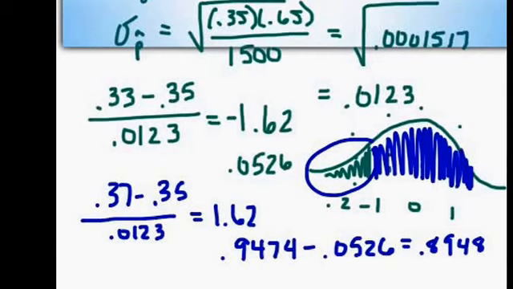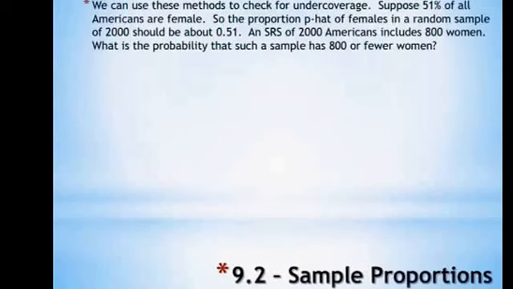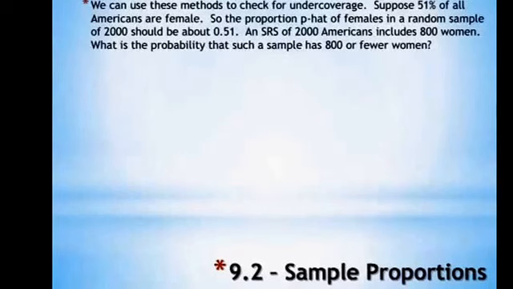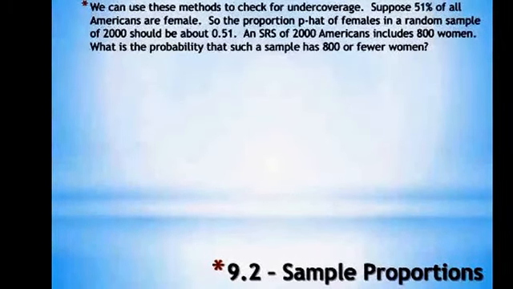So if we took a random sample of 1,500 first-year college students, 89% of the time we should find our proportion to be within 2 percentage points, so between 33 and 37%, a proportion that say they only applied to that college. Using the normal approximation. So we can use these methods to check for undercoverage.